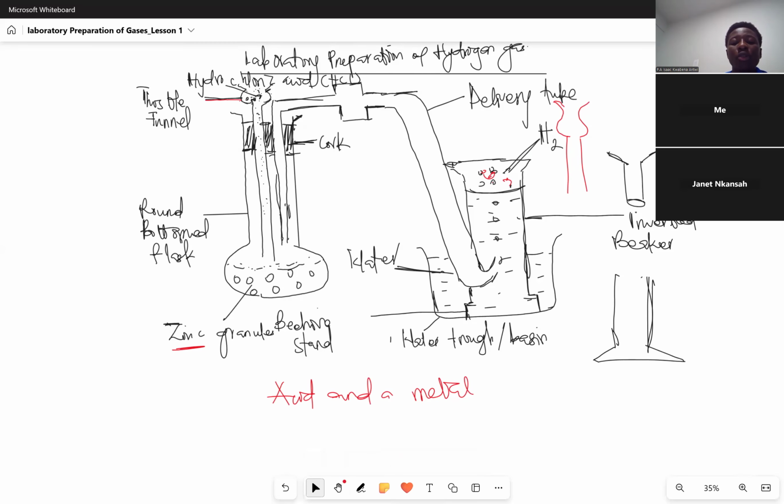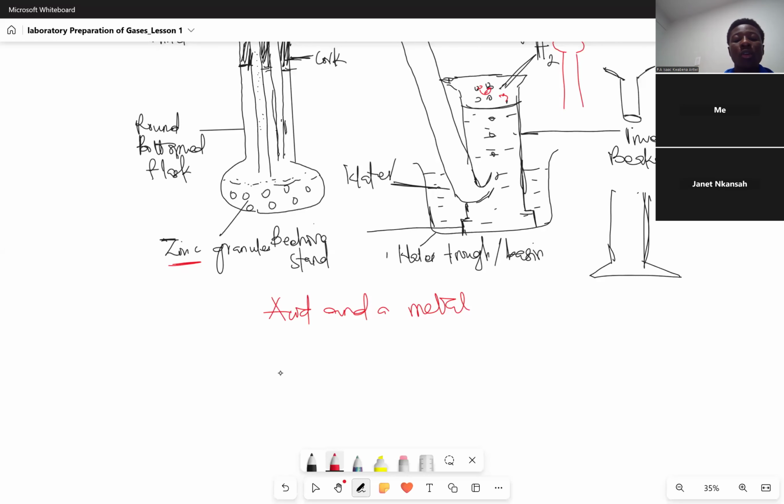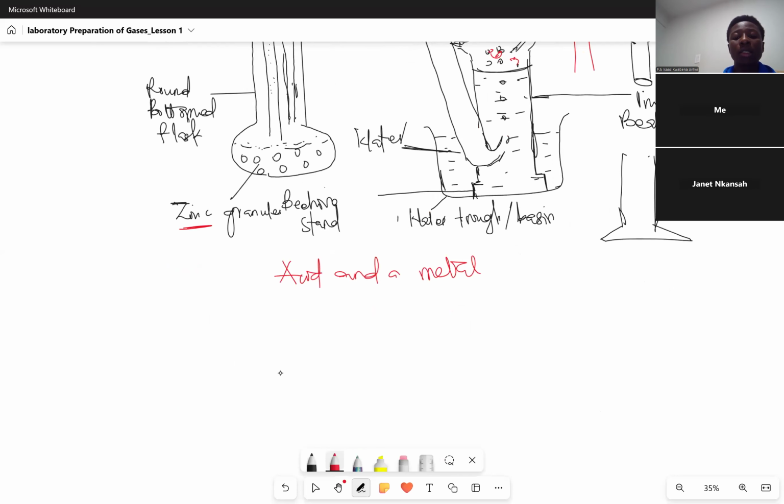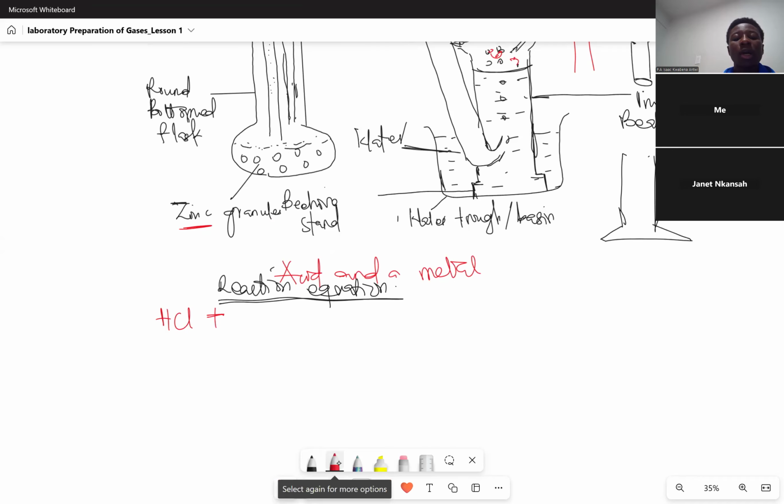So over here, if you look at the setup, the acid is HCl. We'll talk about acids later, after I'm done with this one. So everybody should write the reaction equation under the setup. Because for your practical questions, the next question to ask you is to write a balanced chemical equation for the reaction observed in the diagram. So here, the acid is HCl and the metal is zinc.